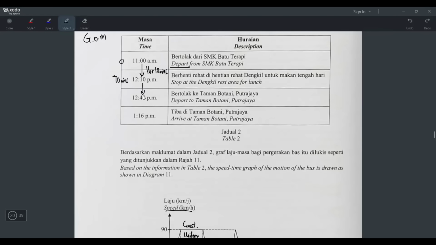Okay, what about 12:10 to 12:40? That's going to be 30 minutes. You just minus, right? 40 minus 10 is 30. So 70 plus 30, that's going to be 100 minutes.